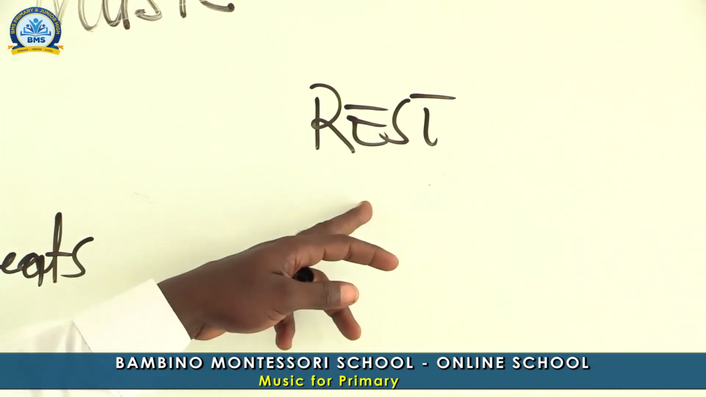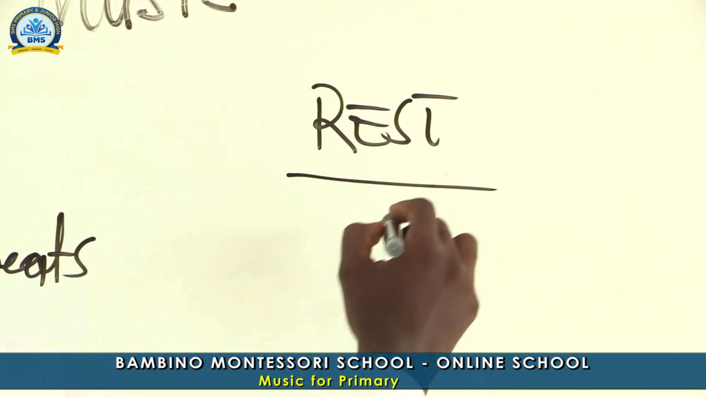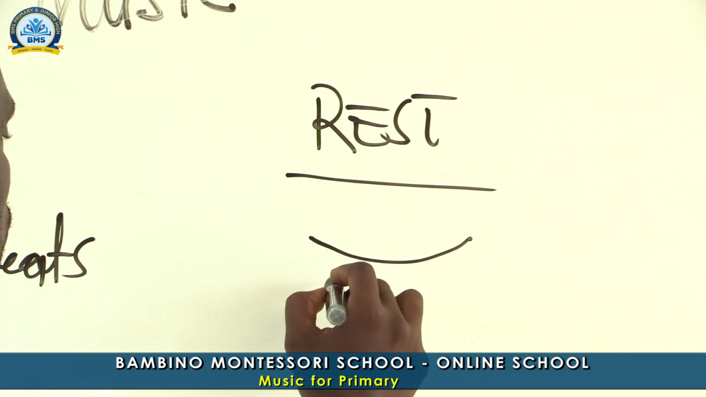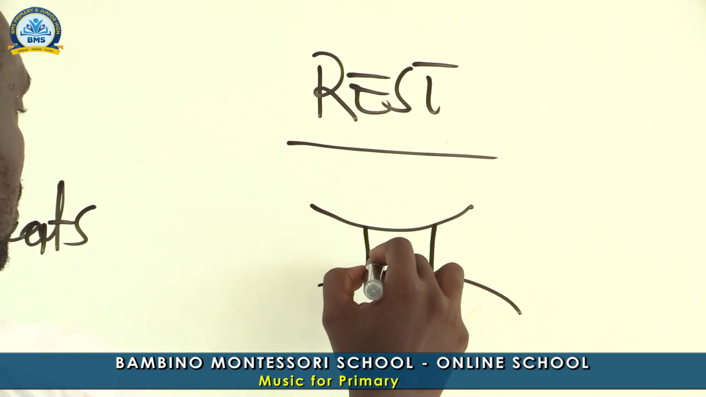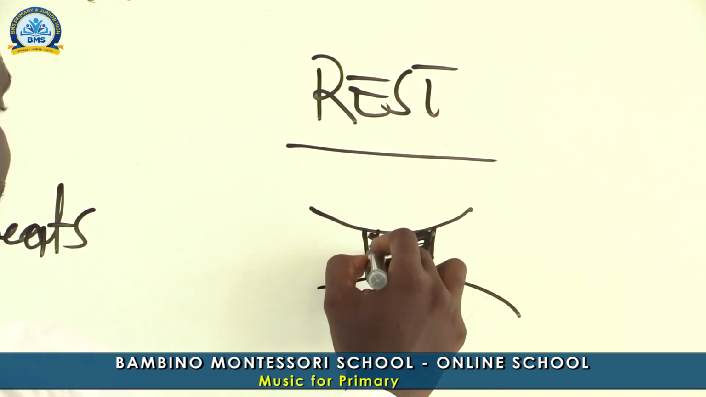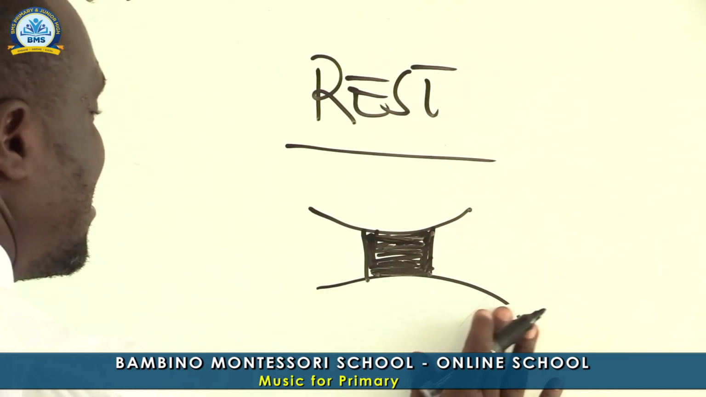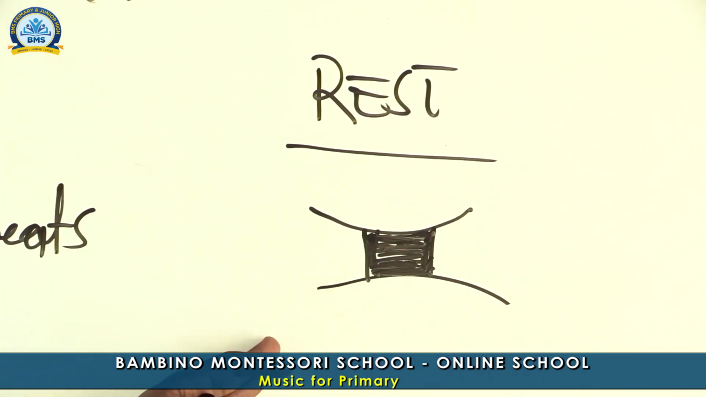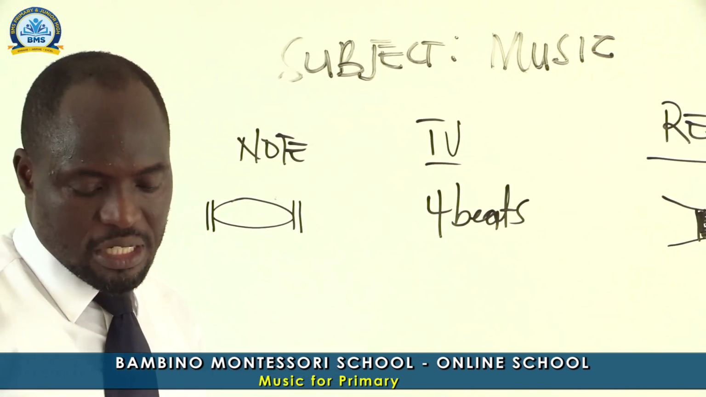So this rest is telling you when not to play. So anytime you see this symbol on the staff, shaded, it looks like a golden stool or something. That is the rest sign for the double note. Okay, that's the rest sign for the double note.